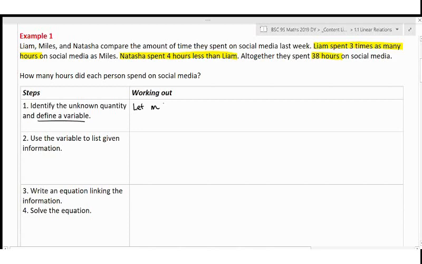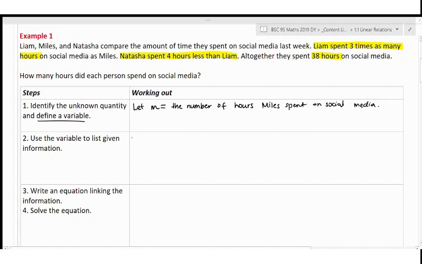So I'm going to pick M for Miles. So I'm going to go let M equals. Now M is not short for Miles. M is chosen because it is the first letter of Miles, but M actually stands for the number of hours that Miles spent on social media. So I'm going to write that down. Really important that your variables always stand for numbers. Yep.